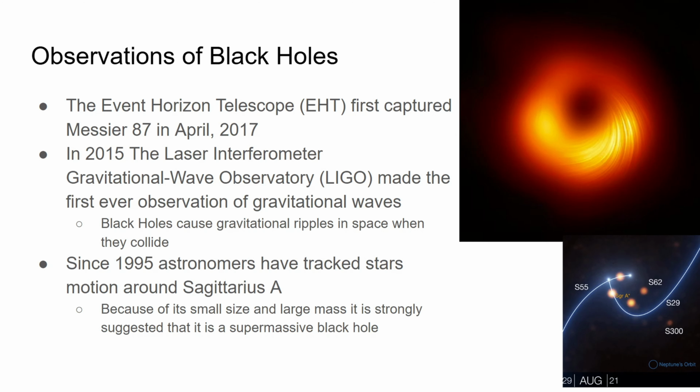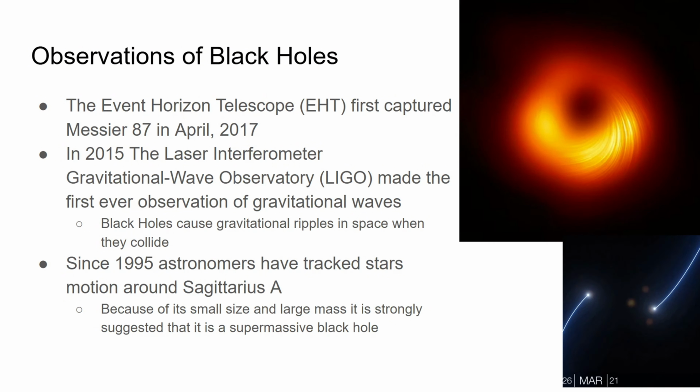Another way we've observed black holes is with the Laser Interferometer Gravitational Wave Observatory, aka LIGO. And in 2015, they made the first ever observations of gravitational waves of black holes. And when black holes collide with each other, they have these gravitational ripples that can be sensed through very sensitive technology. And that's what LIGO picked up. And then lastly, this might be the most infamous picture. The Event Horizon Telescope in 2017 first captured a picture of Messier 87, where you can clearly see the accretion disk around the black hole.